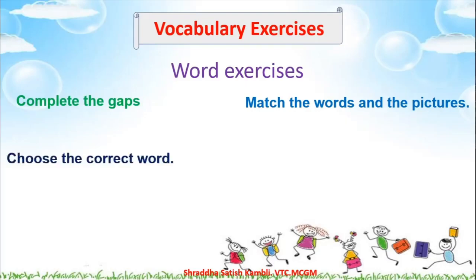Then we have done choose the correct word. There is a gap and there are 4-5 words which are given. So you read the sentence first, then you read the choices which are given in the bracket, and then you decide which is the best word which will fit into that particular gap.